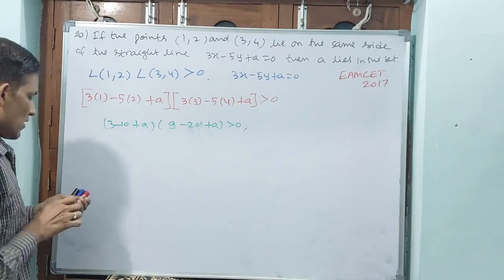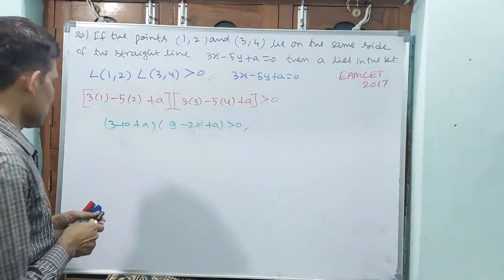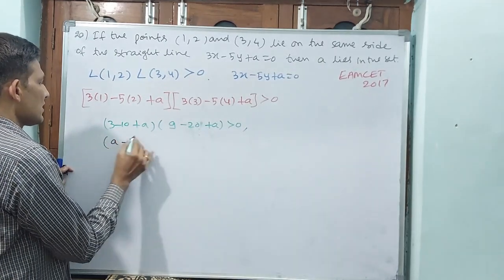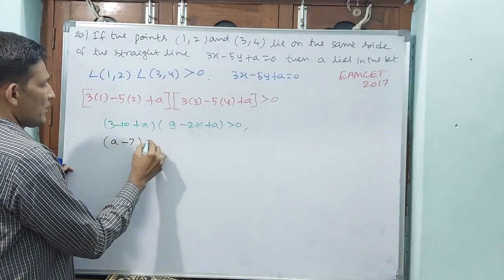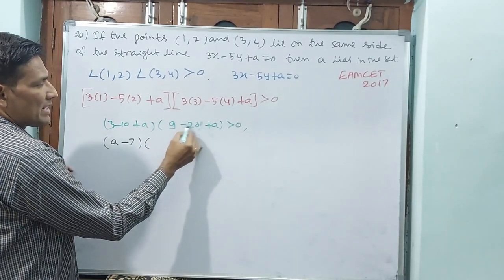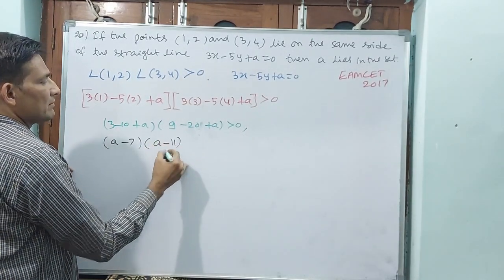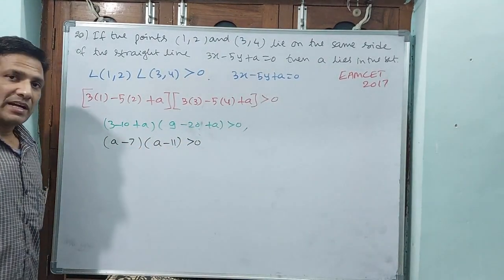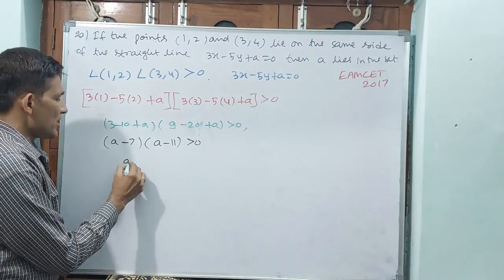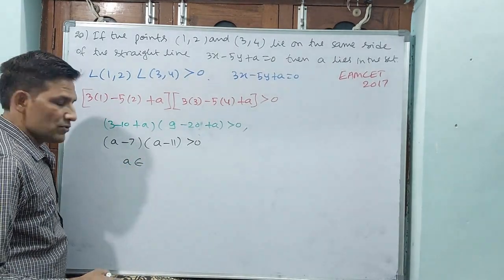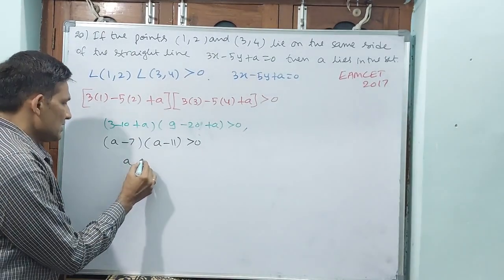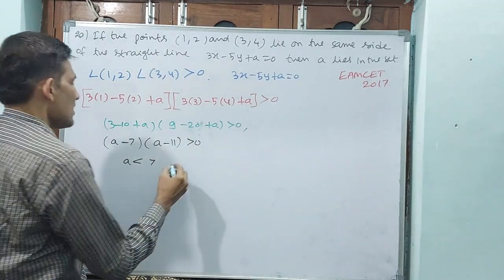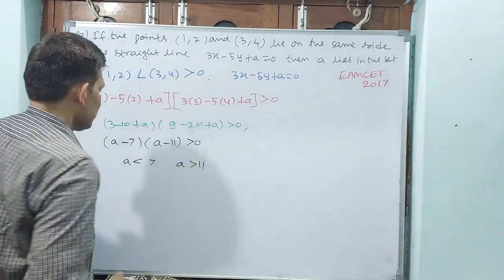Then how it is going to become? Minus 7 plus a. Shall I write a minus 7? a minus 7, into a minus 11, is greater than 0. Now if this is the condition, then a is less than 7 and a is greater than 11, then only this will come.